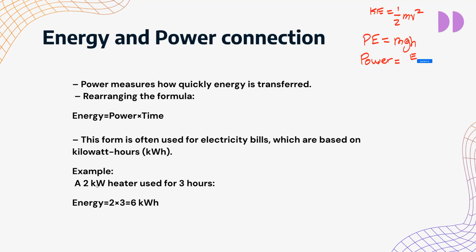Example here: a 2 kilowatt heater used for 3 hours. The amount of total energy used, because we're given the rate of power and also the time, to find energy, the formula's up here. Energy is just equal to power times time. So it'd just be 2 times 3 equals 6 kilowatt hours. Pretty simple.